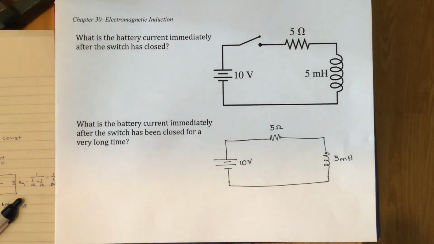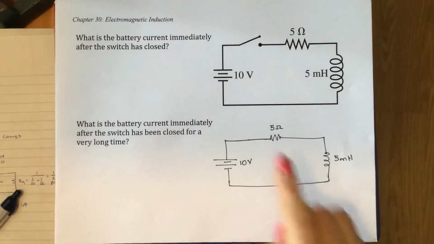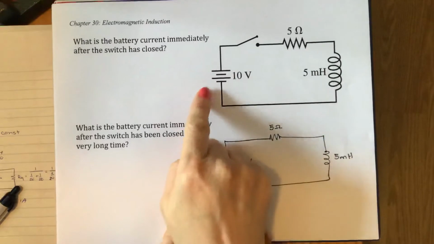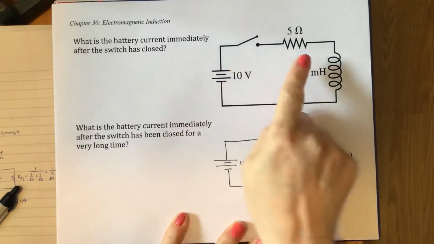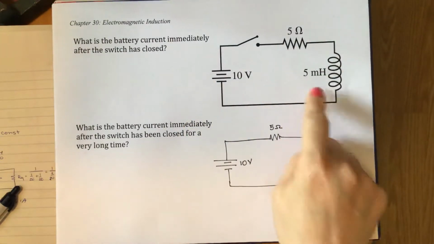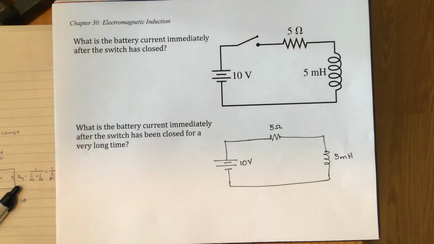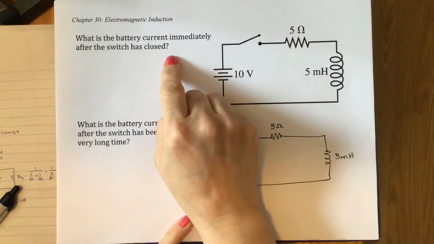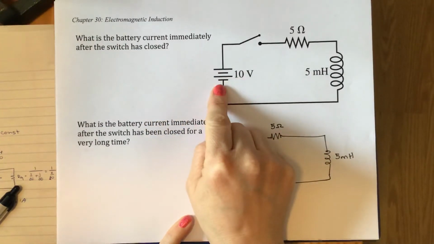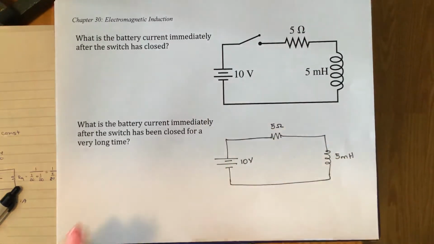Let's start with a pretty simple example. Let's say we have a circuit, the switch is open, and in the circuit is a 10 volt battery, a 5 ohm resistor, and a 5 millihenry inductor. Let's ask the question, what is the battery current immediately after the switch has closed? So as soon as the switch closes, we close our circuit.